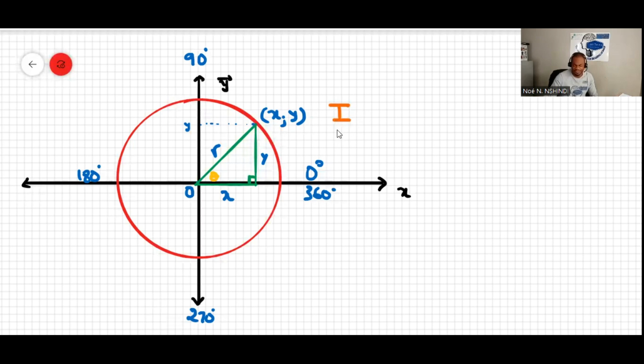How do they call it again? Let's just say Roman. Okay, and the second quadrant. Okay, and then this is the third quadrant, and then this is called the fourth quadrant.